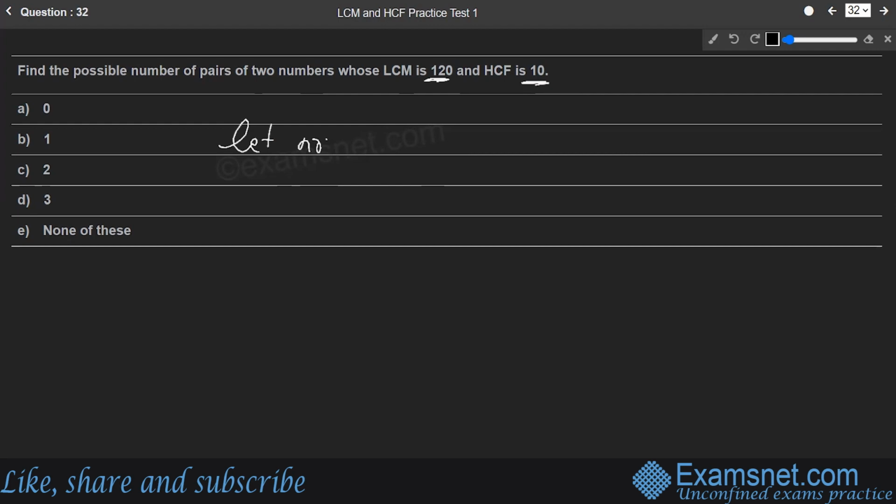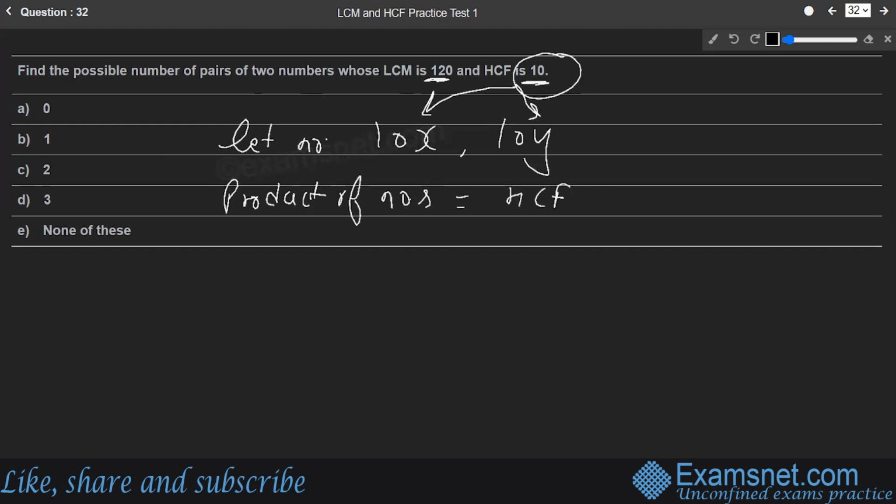So we can assume the numbers like the first number is 10x and another number is 10y. Why have we taken them in the form of 10? Because their HCF is 10. So the numbers are always multiples of 10 only, multiples of HCF only. That's why we have taken the numbers as 10x and 10y. Okay. Then he says the LCM is 120. We have a formula which says product of the numbers is equal to HCF into LCM.